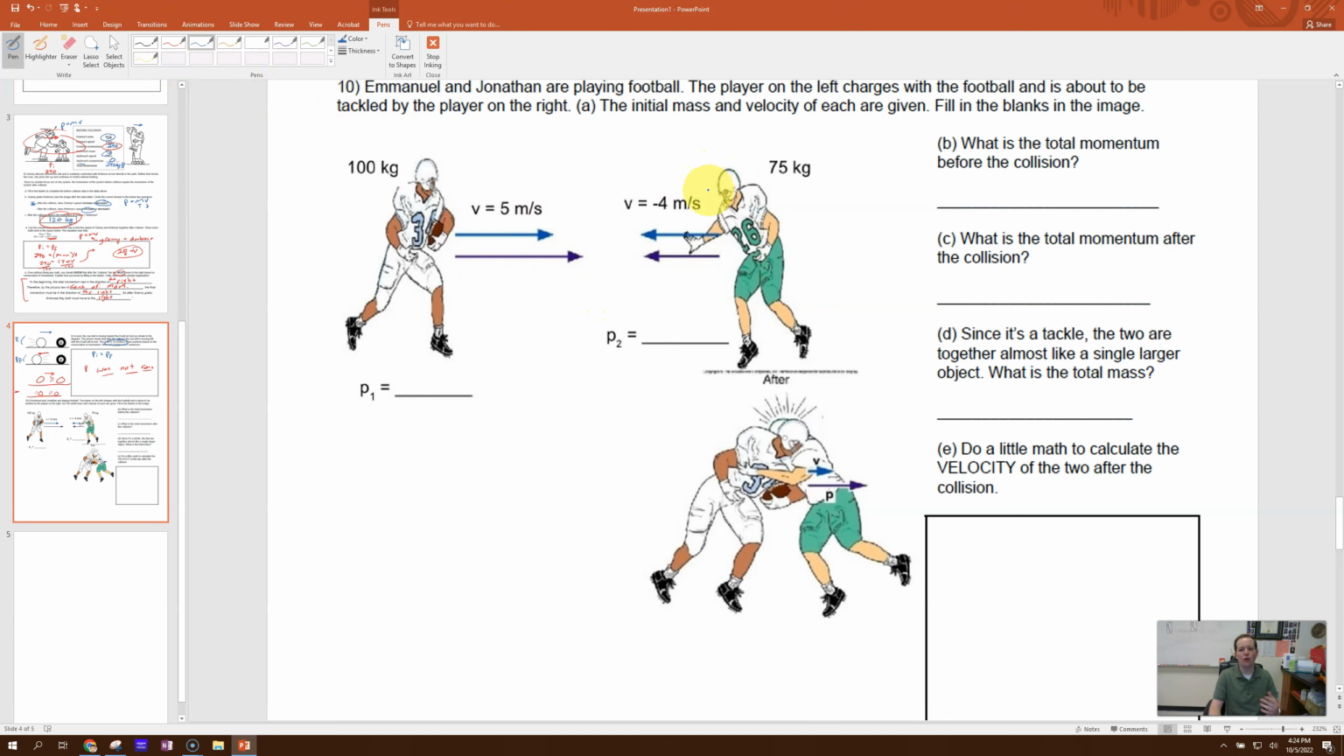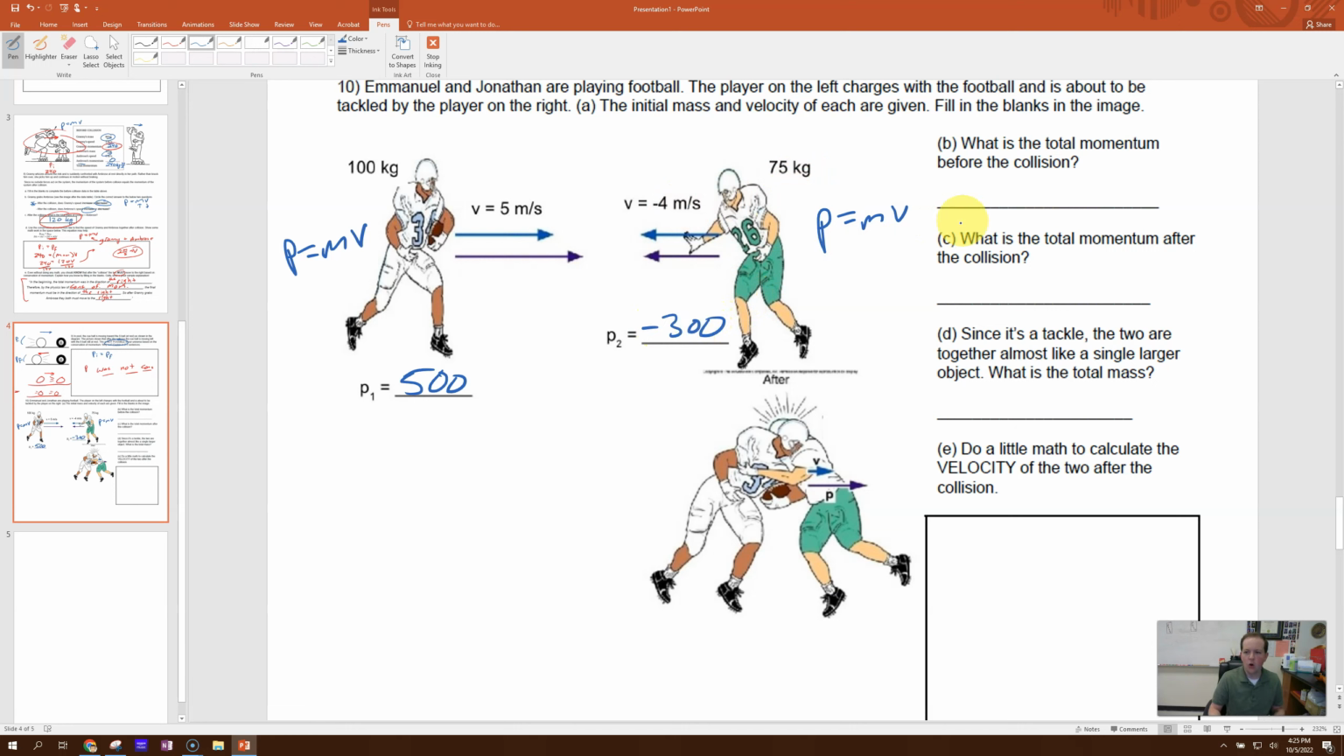Letter A, I'm trying to fill in the blanks. What's the momentum of this first player? Momentum is mass times velocity. So 100 times 5, use a calculator if you need to, it's 500. What's the momentum of player 2? It's still mass times velocity. What's negative 4 times 75? Can you do that? It's negative 300. If you need a calculator, no worries.